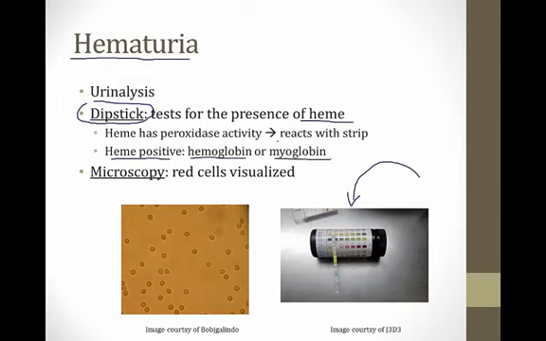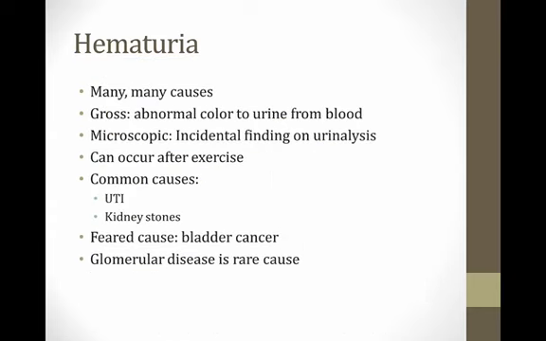However, it can also be positive in rhabdomyolysis when there is myoglobin in the urine. The second way to detect red cells in the urine is by microscopy. This involves taking a sample of urine and looking at it under the microscope, and red blood cells can be directly visualized. Now, hematuria has many, many causes, and in fact, glomerular diseases are incredibly rare.